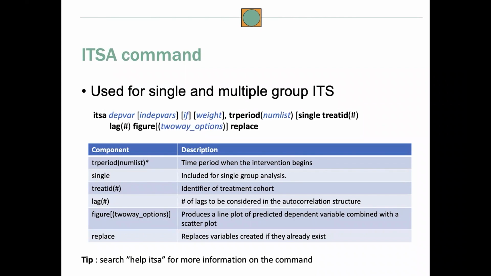A few slides back, we also mentioned that we created the time period and post-time variables. ITSA automatically generates these as part of the output, so you would need just a time variable. You wouldn't necessarily need to create the period and post-time variables. The replace component of the command replaces these variables if they've been created previously, so if you ran the ITSA command previously. And if you want more information on the ITSA command, you would search help ITSA.